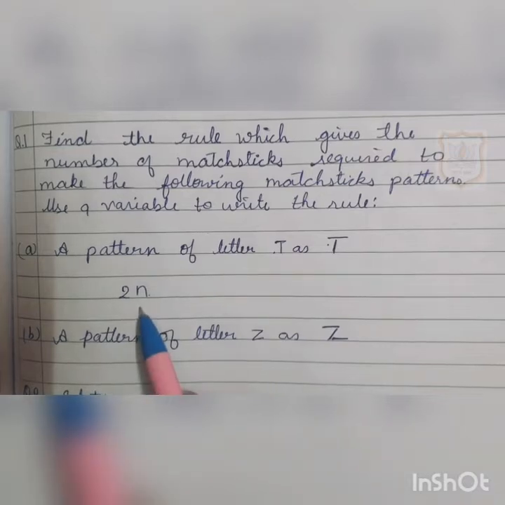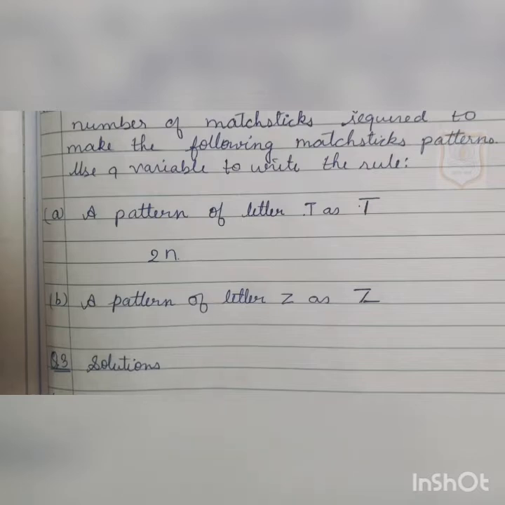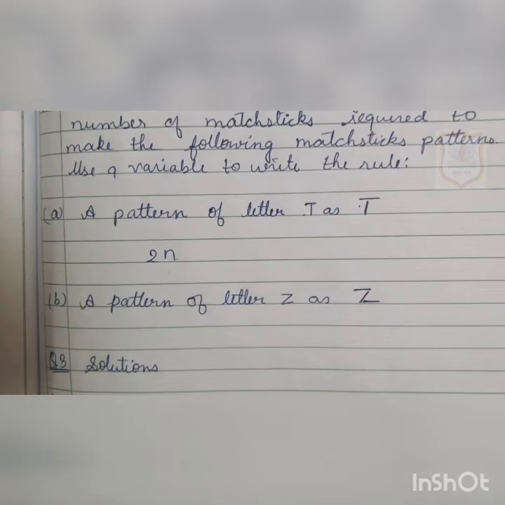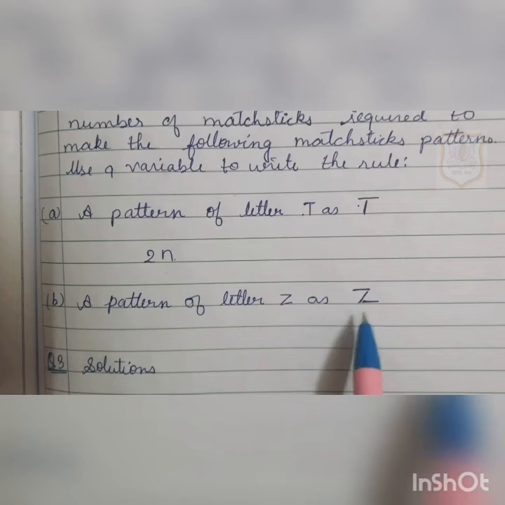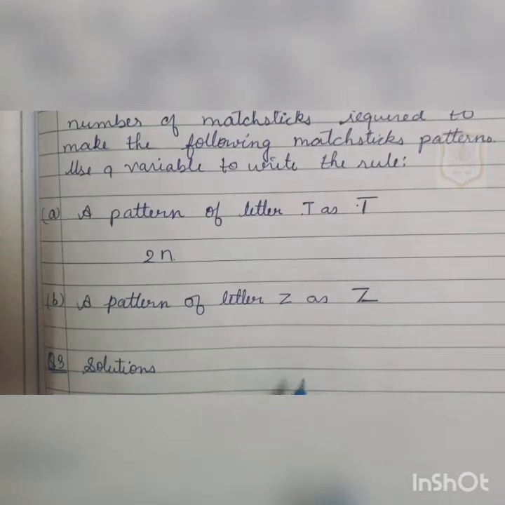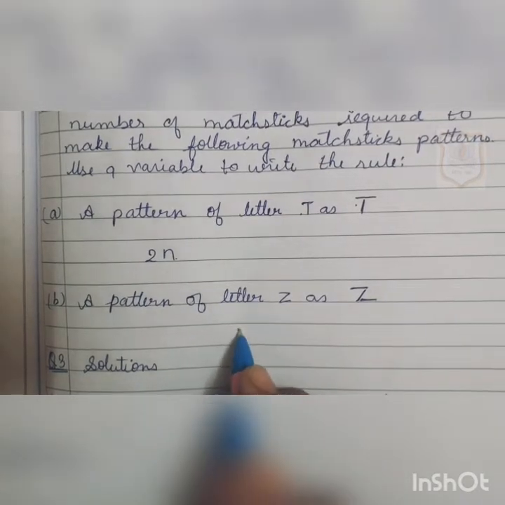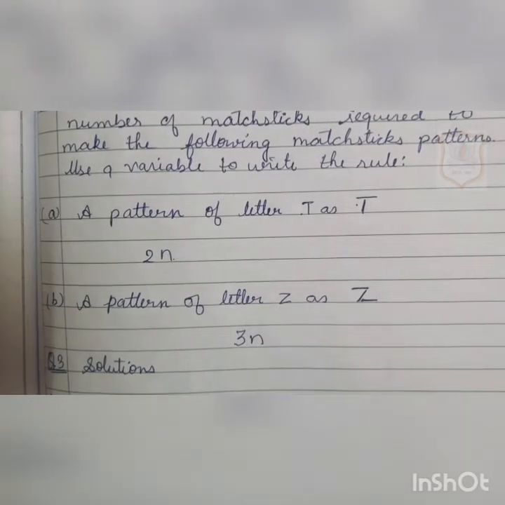Now in the same way, let us make the pattern of letter Z. Here you can see the letter Z. We see that we need 3 matchsticks for making this letter Z. So here also the same rule will be applied. To make 1 Z we need 3 matchsticks. To make n Z's we need n into 3, that is 3n. So here the matchstick pattern is 3n required. In the same way, children, you will do the other sums.